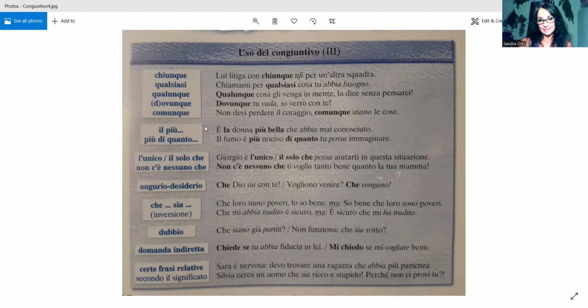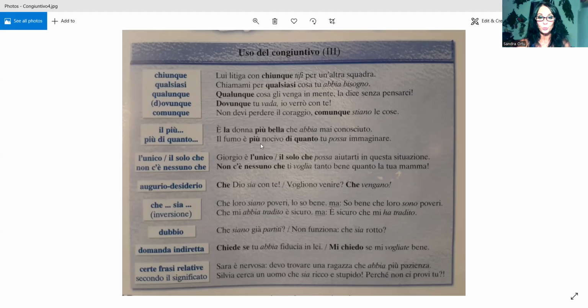And here, as I said, we have other words or constructions which are used with subjunctive. Here we have il più o più di quanto, so the most, più di quanto. For example, è la donna più bella che abbia mai conosciuto. She is the most beautiful woman that I have ever met.